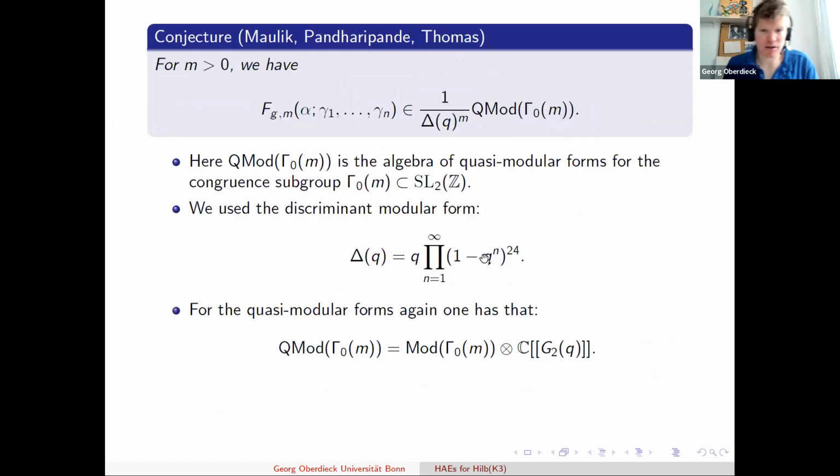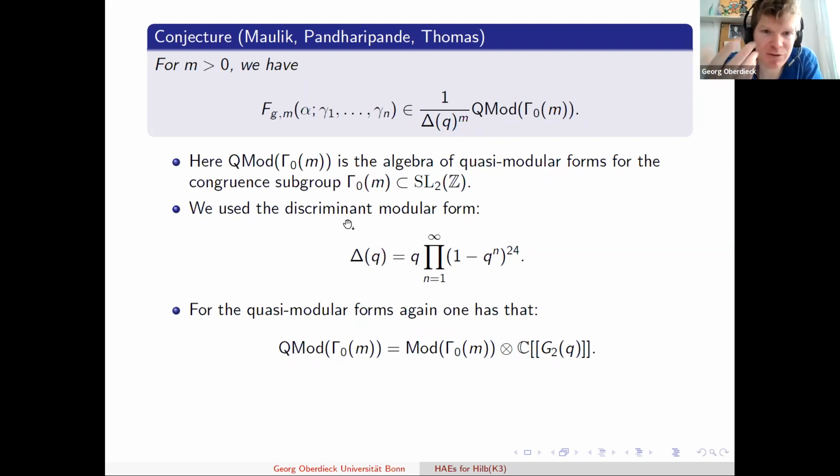And so now, essentially, the same story as before should go through perfectly. So the conjecture here, an old conjecture by Maulik, Pandharipande, and Thomas, says that the series F_{g,m} of the K3 surface are always in the algebra of quasimodular forms. Here quasimodular form with respect to a certain congruence subgroup, this Gamma_0(m). Okay. So I'm not going to explain this. Maybe later I say a few words about this. Together with a certain prefactor 1 over Delta(q), where Delta(q) is the natural discriminant modular form. Okay.